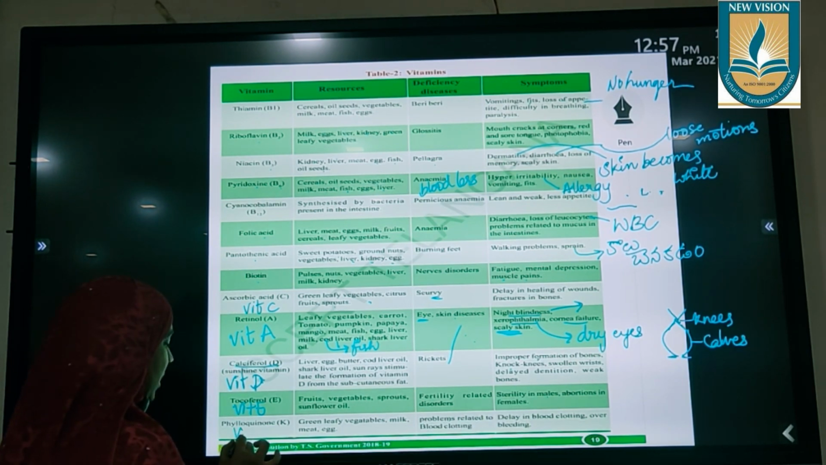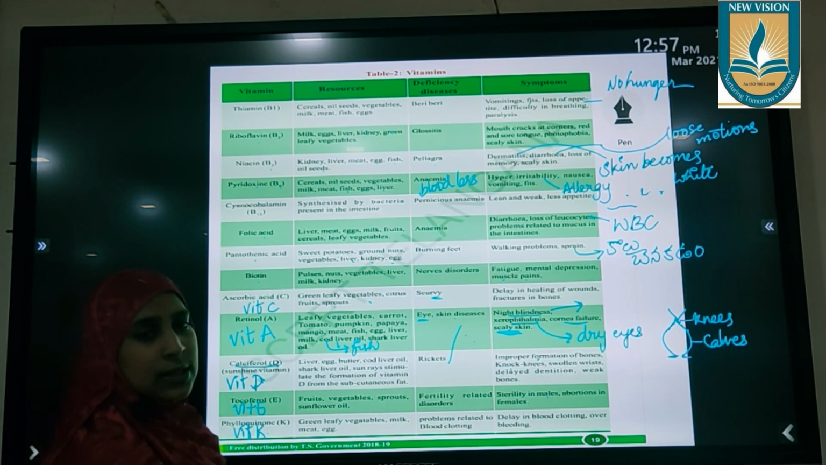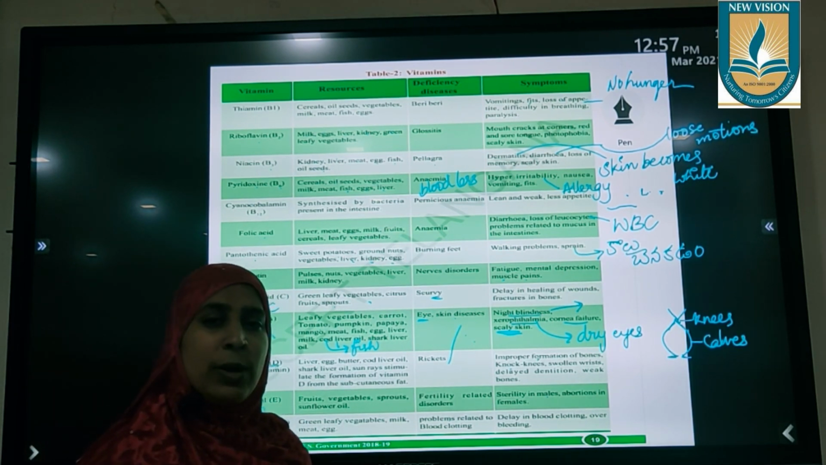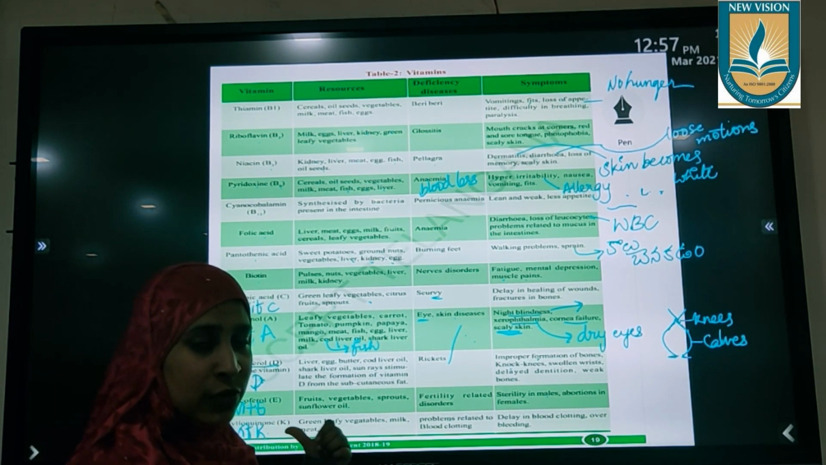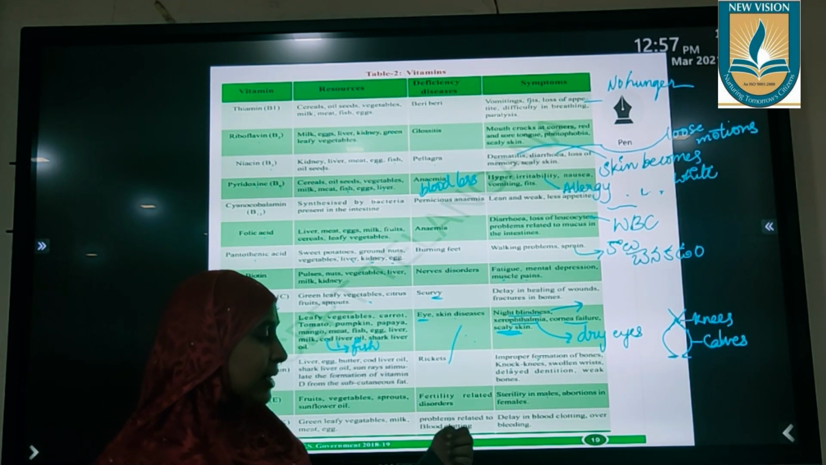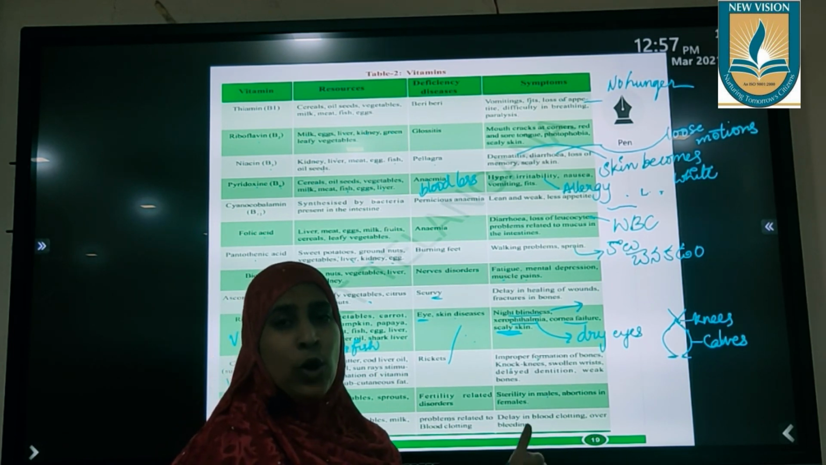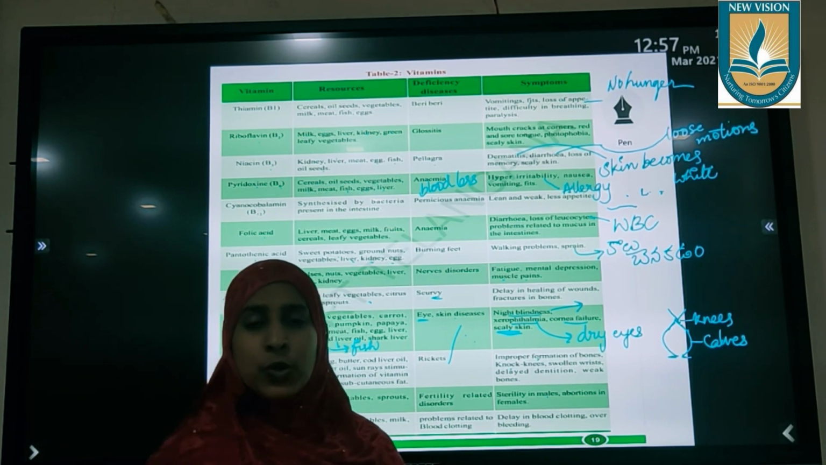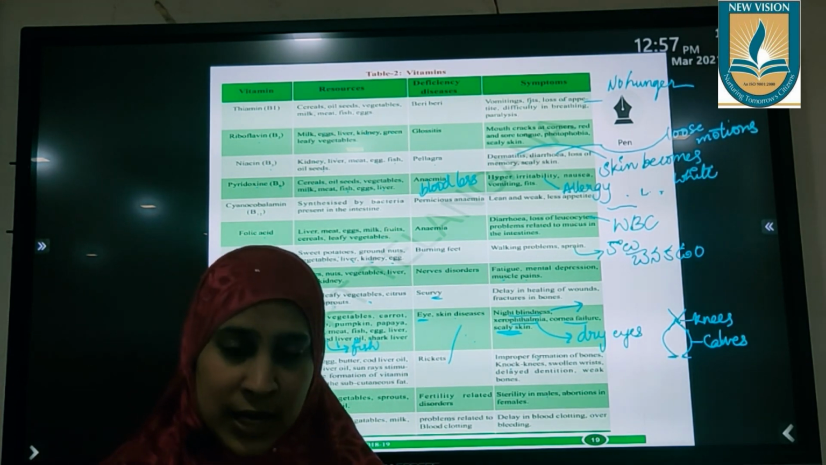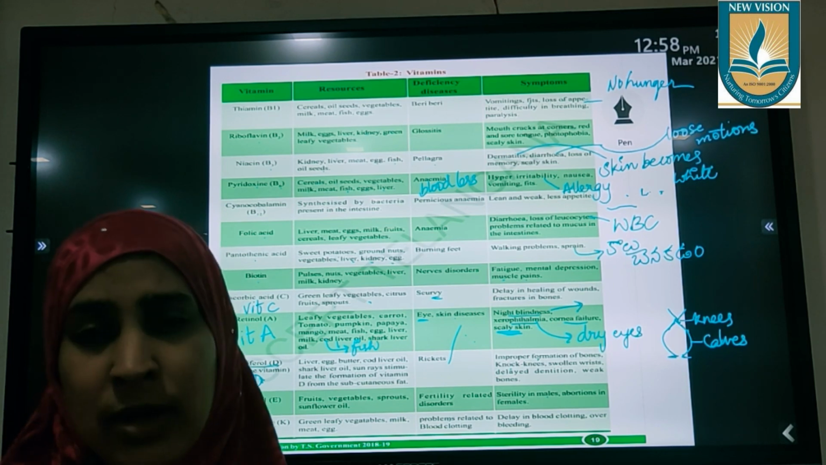And last, vitamin K. Vitamin K is also called phylloquinone. It is found in green leafy vegetables, milk, meat and eggs. This vitamin is very useful for blood clotting. If there is a deficiency in vitamin K, it leads to blood clotting related problems, that is, delayed blood clotting, and because of delay in blood clotting, overbleeding occurs. So that is about vitamins, their sources, deficiency diseases and symptoms.